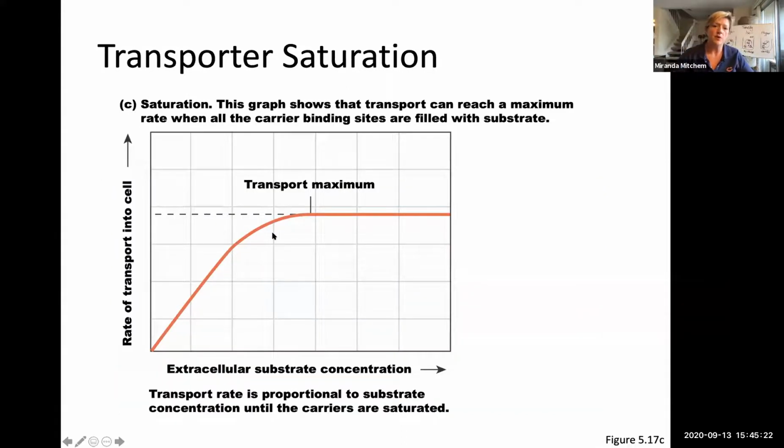This will happen though until we hit maximum. Once all the binding sites are full, no more can have an effect. So it doesn't matter how much more is there. If the transporters are full, if it can't find a seat on the bus, it can't ride the bus. So our transport rate is proportional to the concentration of substrate at saturation. We'll see some better examples of this throughout the semester.